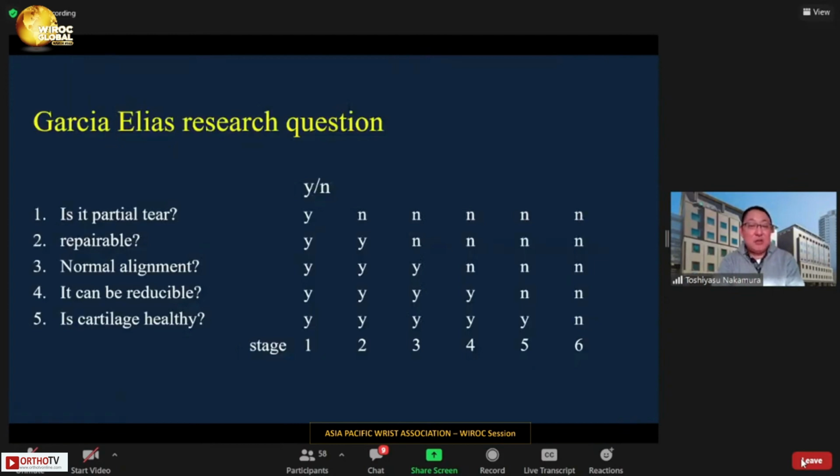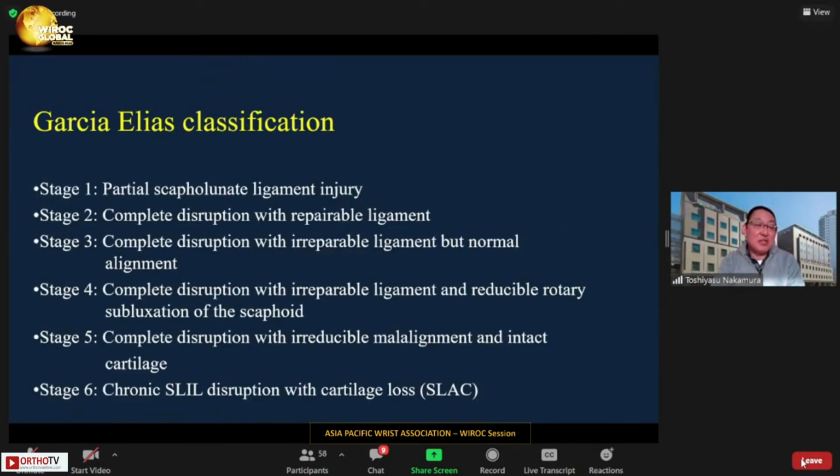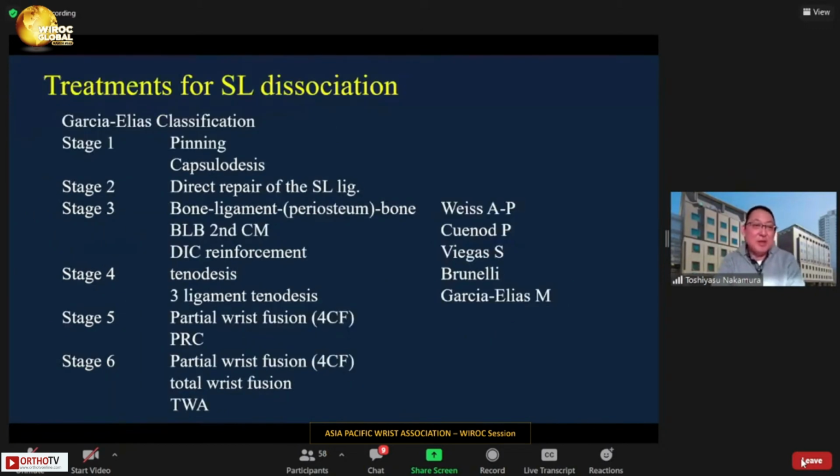Then Garcia-Elias described his staging, depending on his research questions, from stage 1 to stage 6, and demonstrated that stage 3 and stage 4 are good candidates for reconstruction of the SL ligament. He also mentioned the treatment options for SL dissociation: for stage 3, bone-ligament-bone; for stage 4, he recommended a three-ligament tenodesis. But normally I also do a bone-ligament-bone reconstruction in stage 4.